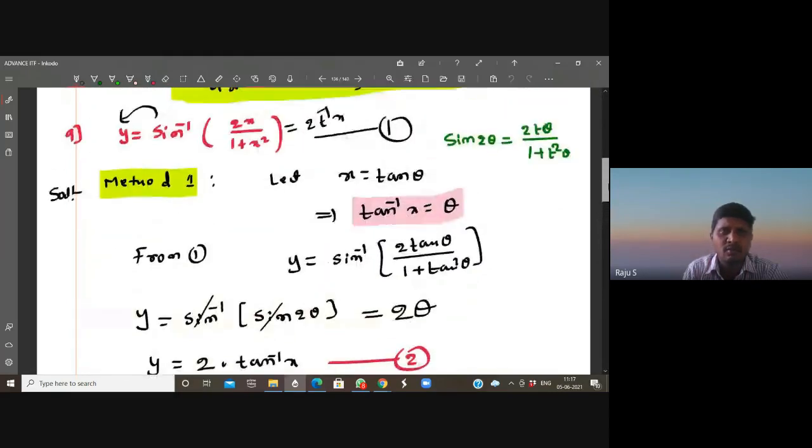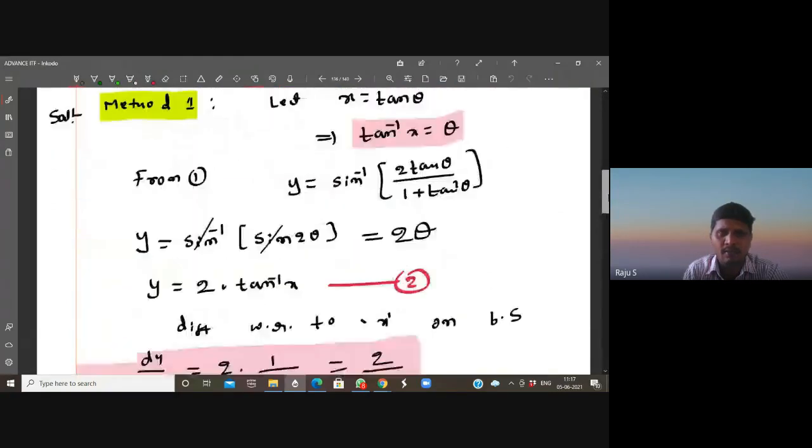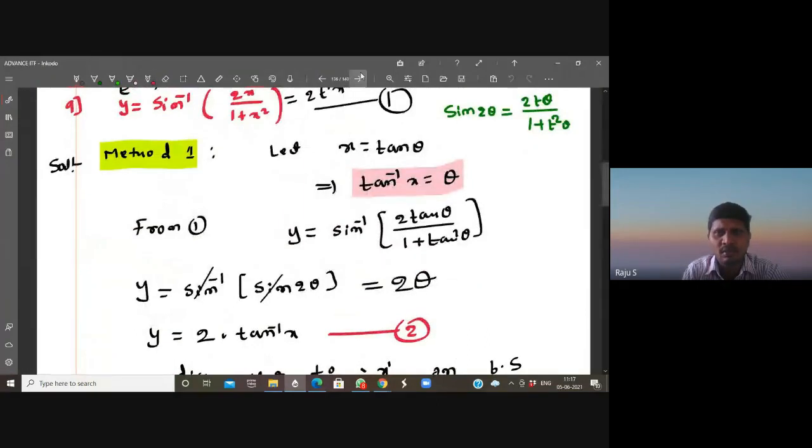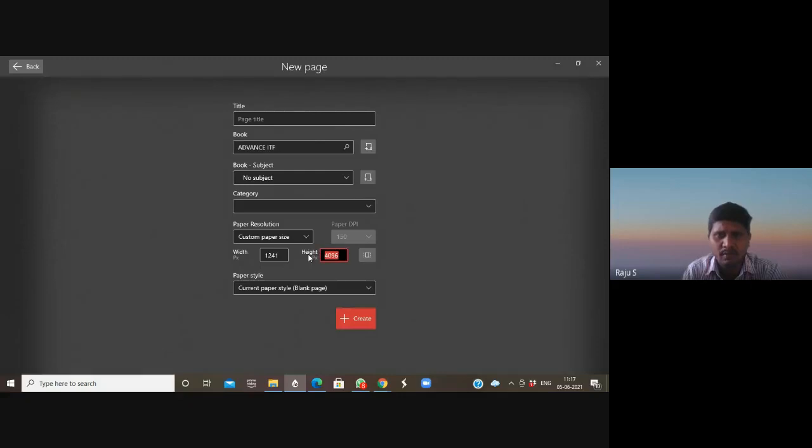Okay, method 2 we need to do for the B1, B2 section. Start B2.